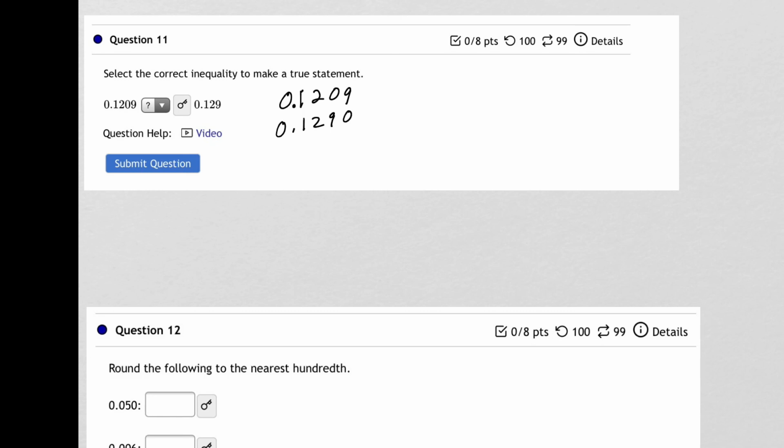So notice here that in the tenths place, the 1s match. In the hundredths place, the 2s match. But in the thousandths place, the 9 is greater than the 0. So this number is larger, right? So the second number is larger. So how does this compare to this? Well, it must be less than, right? If 0.129 is larger, then that means 0.1209 is less than 0.129.